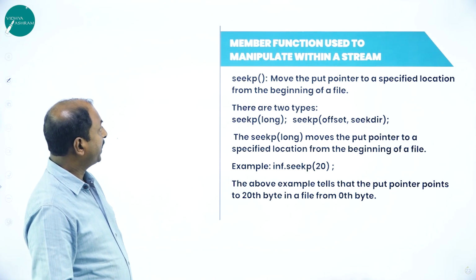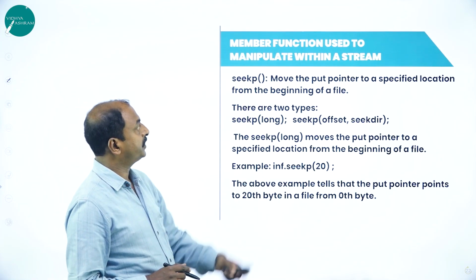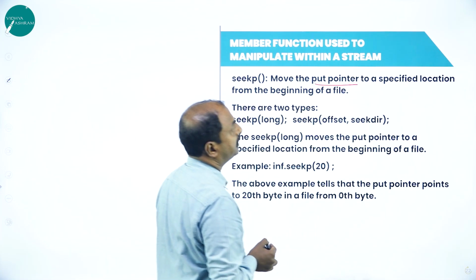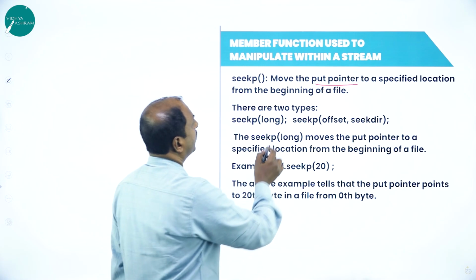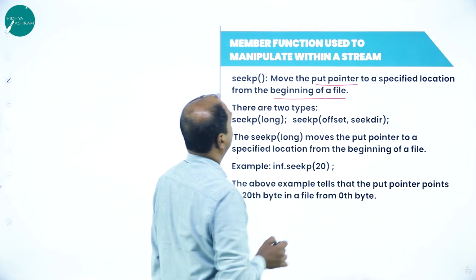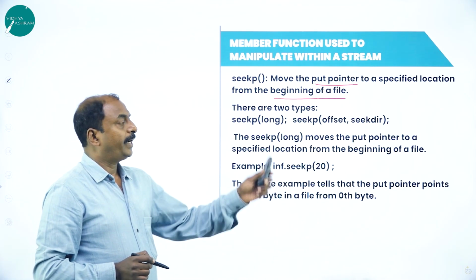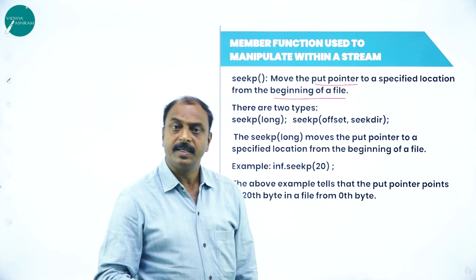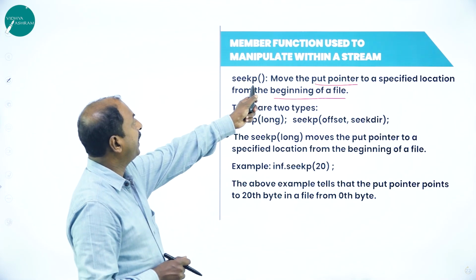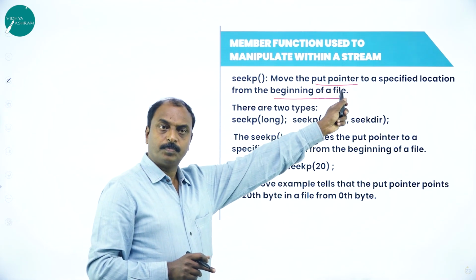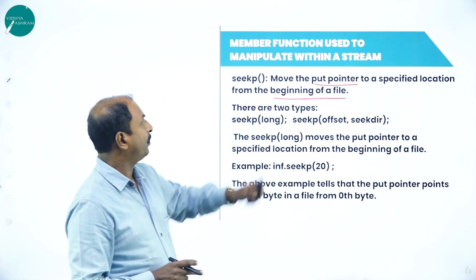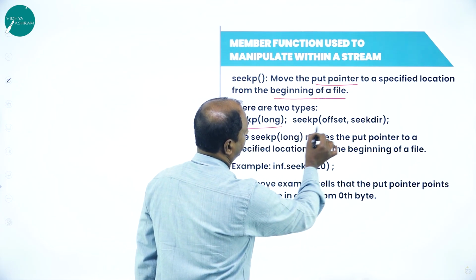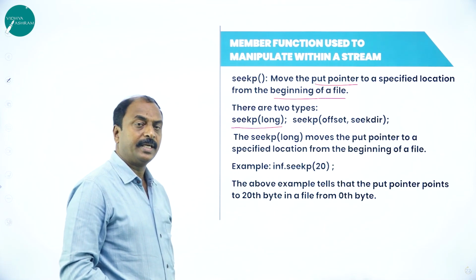Now let us move on to the next function, that is the seekp function. It moves the put pointer to a specified location from the beginning of the file. In the previous example, seekg moves the get pointer, but seekp moves the put pointer to the specified location. Again, there are 2 syntaxes: seekp(long) and seekp(offset, seekdirection).